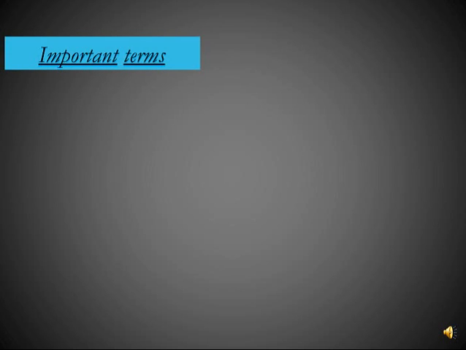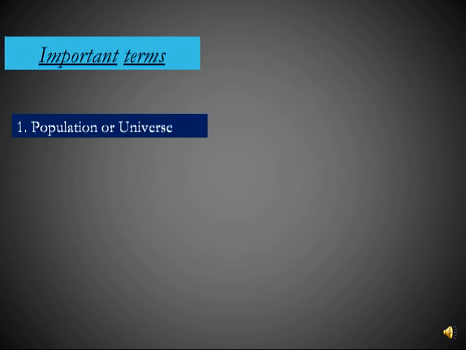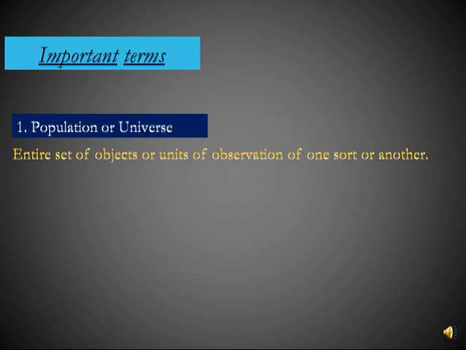Now, we come to some important terms associated with this chapter of sampling. First is population, or we can say universe. It may be defined as the aggregate of all the units under consideration, or you can say the entire set of objects or units of observation of one sort or another. All the lamps produced by General Electricals in our previous example in the past, present and future constitute the population. In our second example, all the people living in the town of Miss M form the population.